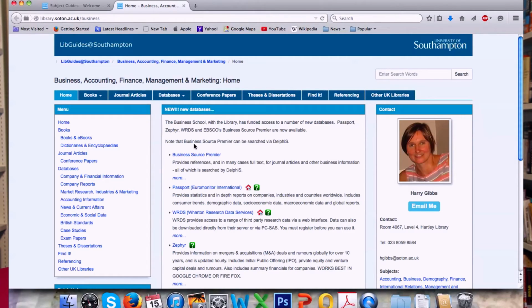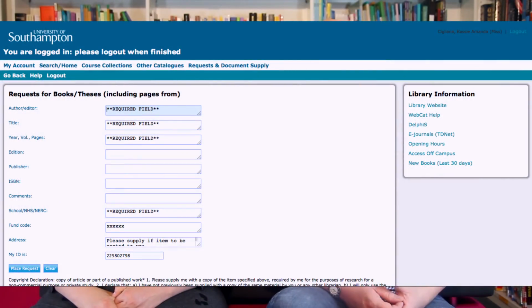If you are having difficulty locating resources, you might contact your subject librarian, whose information is on the right side of this page. Alternatively, if you find that the university doesn't have access to a particular resource, you might try ordering it via an interlibrary loan. This can be done by logging onto WebCat and entering the details of the resource you wish to borrow.